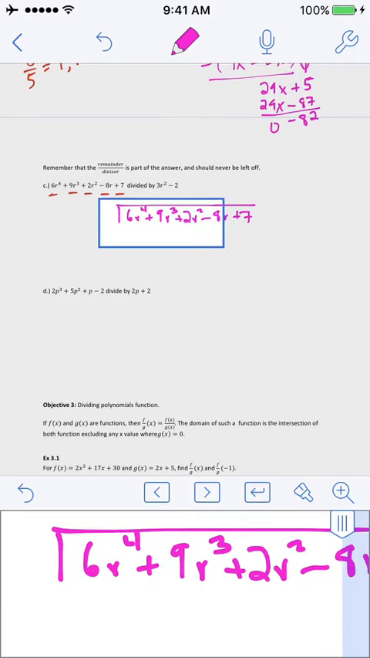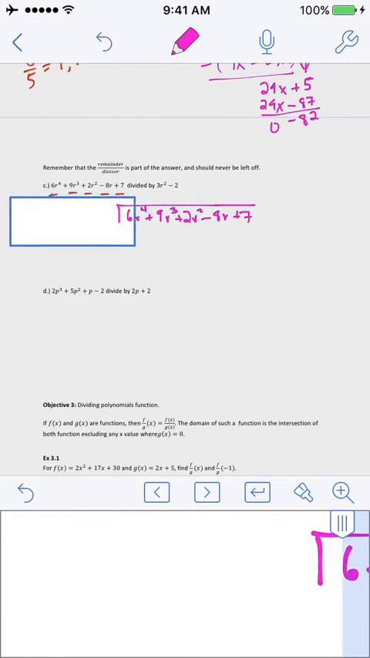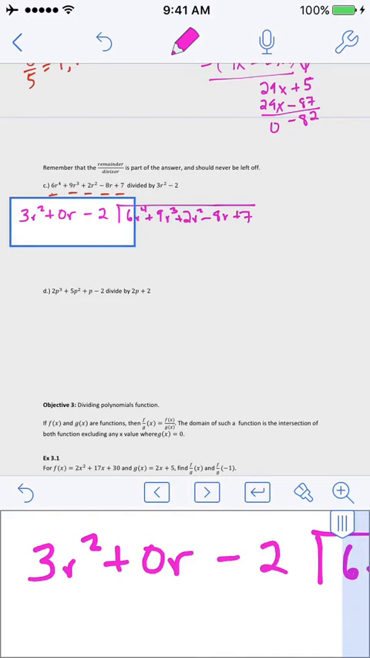Now look at my divisor. My divisor is missing a power. What power is it missing? That's right, it's missing the r. So I'll make that adjustment here. 3r squared plus 0r minus 2. So now I'm dividing by a trinomial. But again, the process is exactly the same.